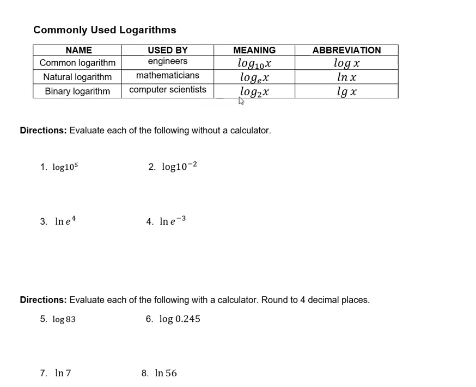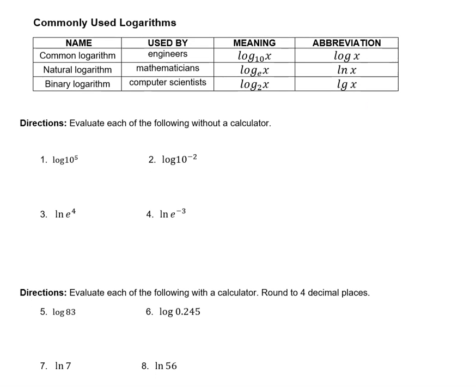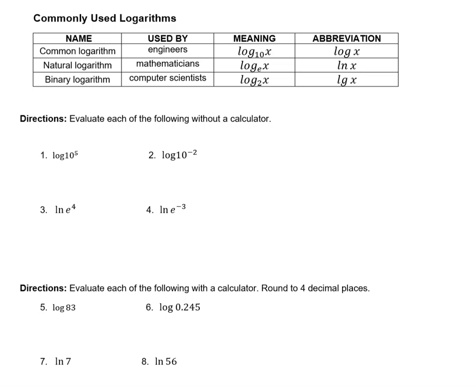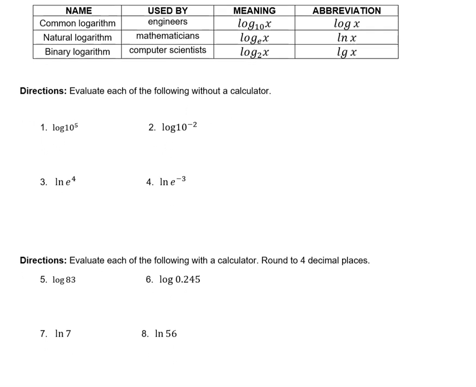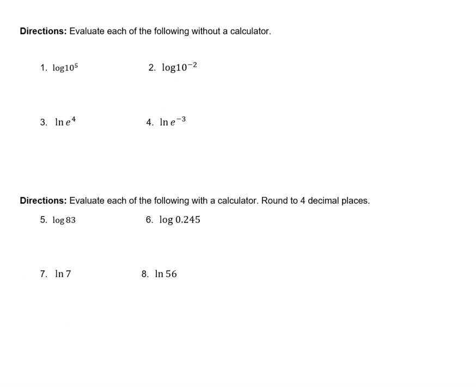Computer scientists work in binary, so they use base 2, which is abbreviated lg. That's just kind of thrown in there to give you a heads up for those of you who are computer science majors, but we're really not going to be doing much of anything with base 2 in college algebra. Now, these first 4 problems are asking us to evaluate each of the following without a calculator.